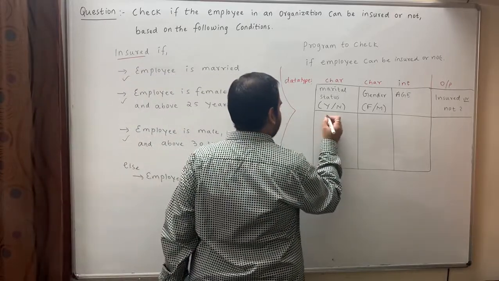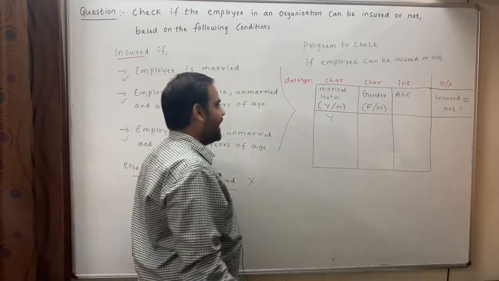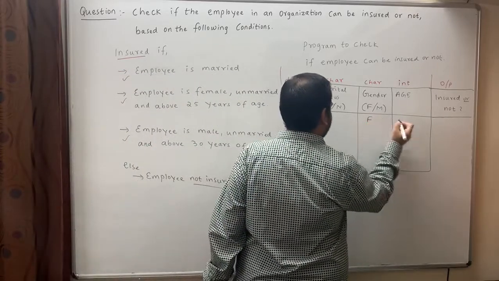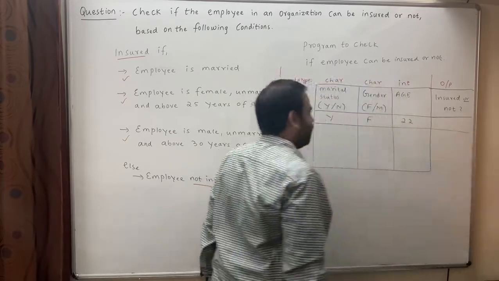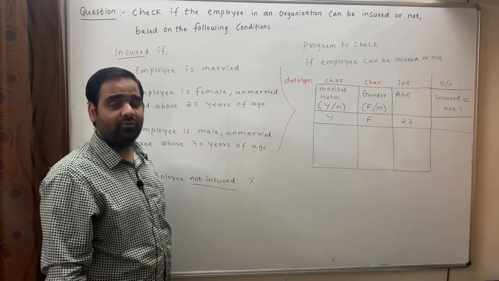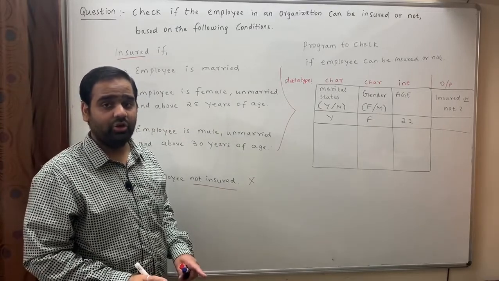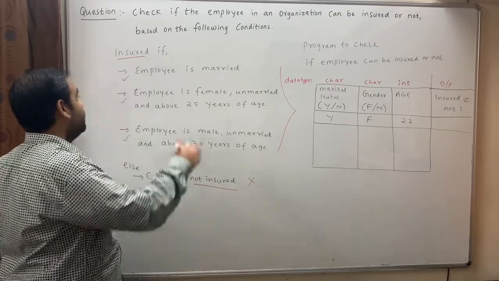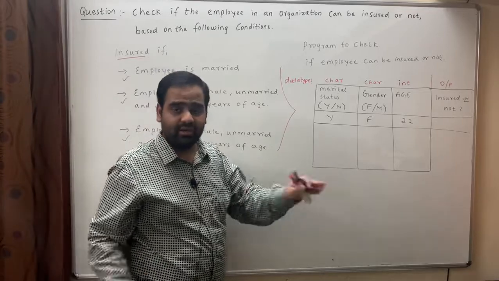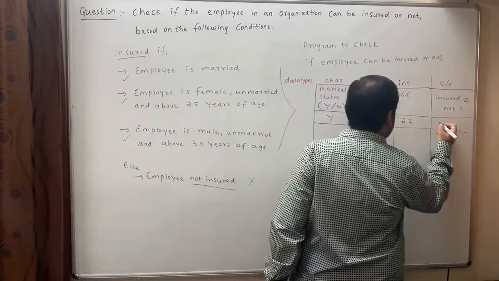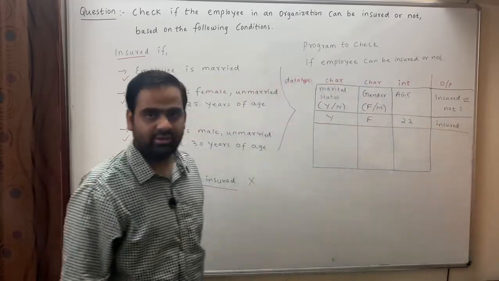Now let's take some test cases and try to understand it. If I say marital status is yes, suppose the employee is married and the gender of the employee is female and the age is 22. Suppose this is the input I give. Now what should be the output? The output of this question is yes, the employee can be insured. Why can the employee be insured? Because the employee is married, irrespective of age and gender, the employee should be insured. Therefore, I write here insured.